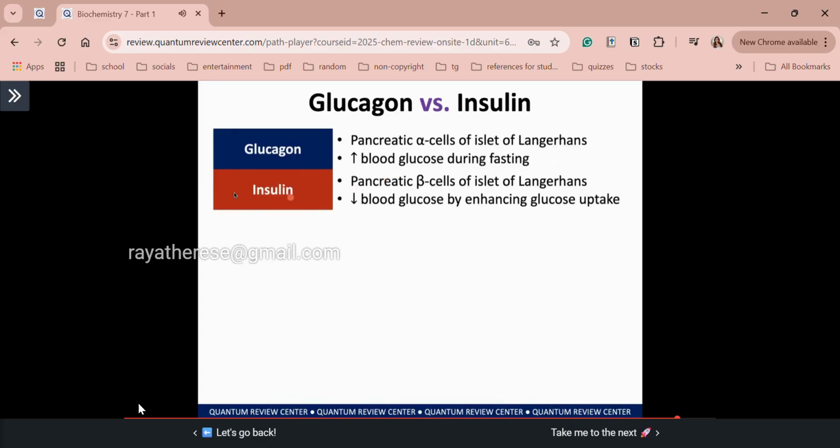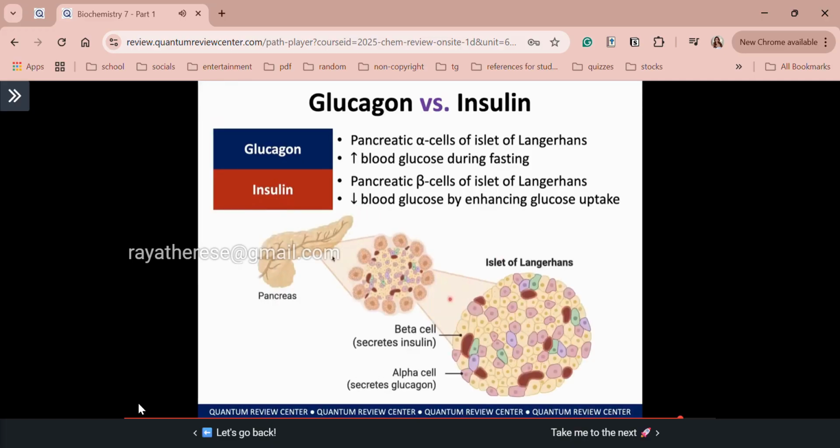Insulin, on the other hand, ayan, kung si glucagon alpha cells, siya naman, his secretion is through the beta cells of the islets of Langerhans. And of course, ang kanyang role is to decrease your blood glucose by enhancing glucose uptake. That's why, di ba, for diabetic patients or those who have high blood glucose concentration, of course, they need an injection of insulin in order to decrease your blood glucose concentration.